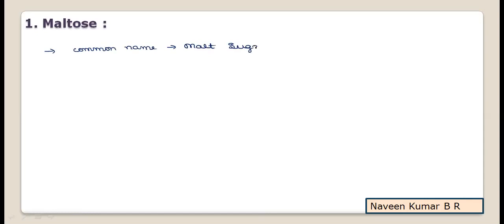All this information will be important for 1 mark. Structure will be a direct 2 mark question, so you can expect it on disaccharides. All the other information will be 1 mark supportive information. Maltose is malt sugar because it is the abundant carbohydrate seen in malt based foods. What are malt based foods? That is ragi, barley. If you take these, the abundant carbohydrate seen is maltose. Hence, the name malt sugar is used as a common name for maltose.